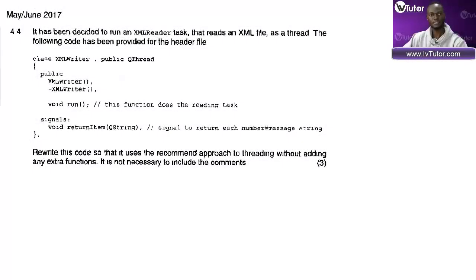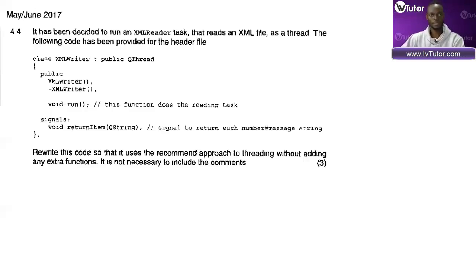It has been decided to run an XML reader task that reads XML as a thread. The following code has been provided for the header file. So you're given this code. Rewrite this code so that it uses the recommended approach to threading without adding any extra functions. It is not necessary to include the comments. Cool. So they are saying, here it is.